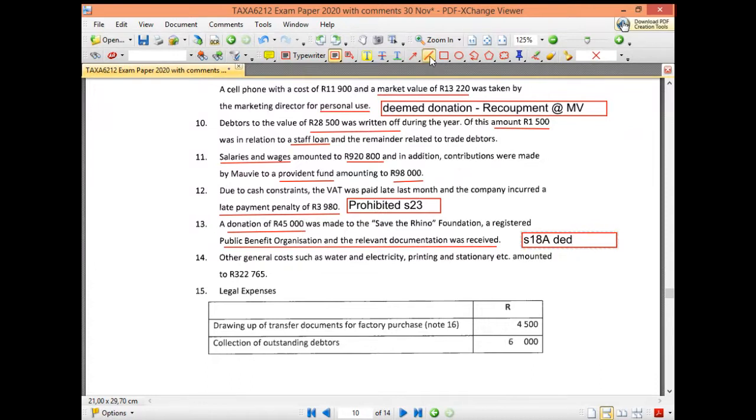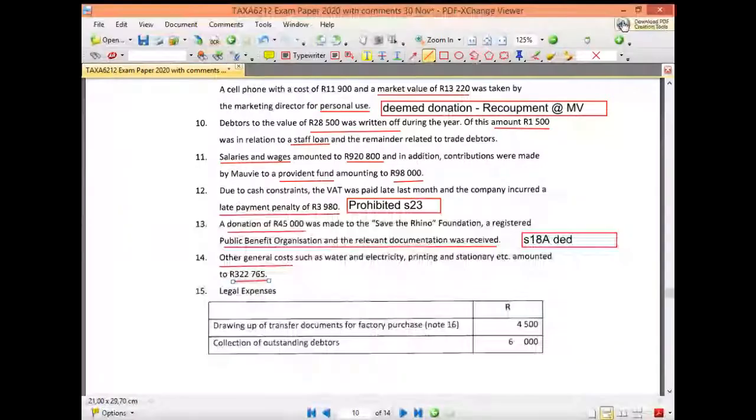Then you've got other general costs, which you can deduct, which is the 322,765. Then we've got our legal expenses.